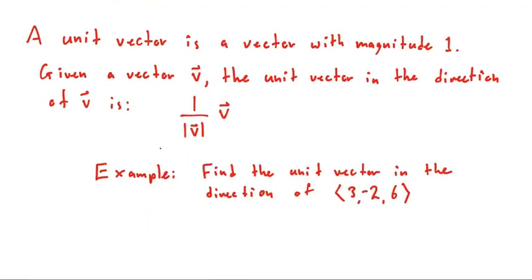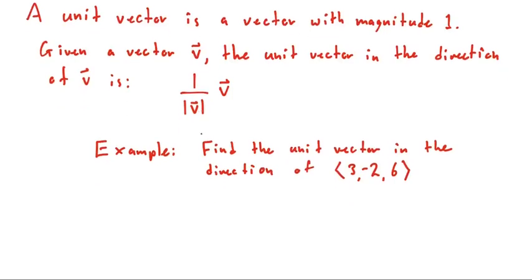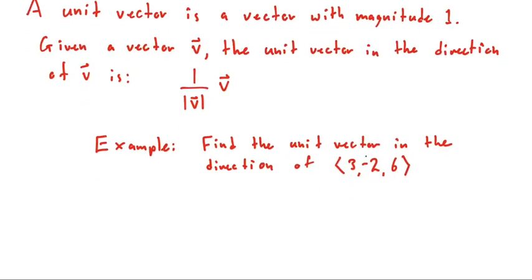A unit vector is any vector that has a magnitude of 1, and we can find a unit vector in the direction of any given vector using the following expression. If we're given some vector v, then to find a vector of distance 1 in the same direction as v, we simply multiply by 1 over the magnitude, or we can think of dividing every component by the magnitude. For example, let's find the unit vector in the direction of this vector ⟨3, -2, 6⟩.